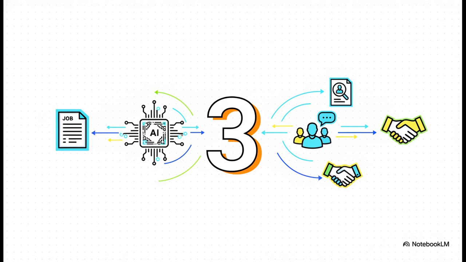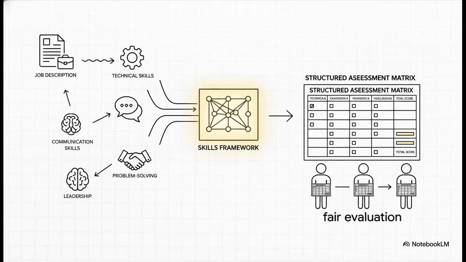And the third benefit? Well, this one ties the whole thing together for the interview phase. The third big win here is interview consistency. By mapping the job description's requirements to a skills framework you've already defined, the tool can generate a structured assessment matrix. What does that mean? It means every single interviewer is using the exact same criteria to evaluate every single candidate. It pulls the guesswork and subjectivity right out of the process.